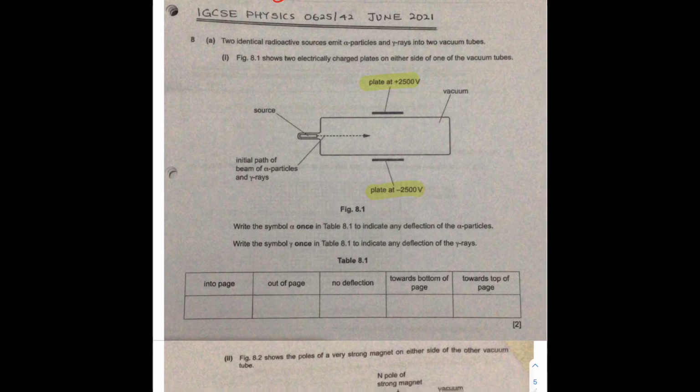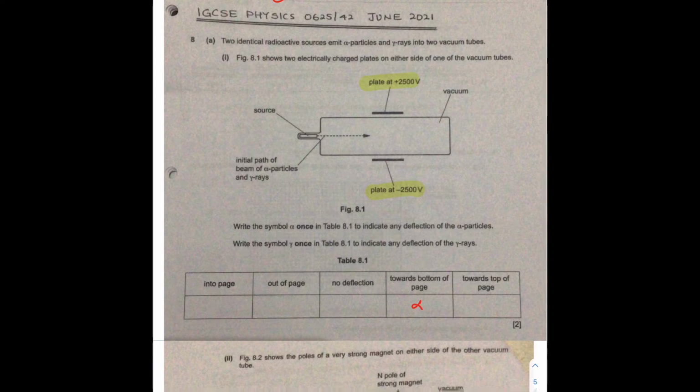Okay, let's try that. Deflection of alpha particles. So alpha particles are positive, so they will deflect towards the negative plate, right? They will deflect towards the negative plate, all right? So they go towards the bottom of the page. That's the alpha particle. All right. Let's try the next one.